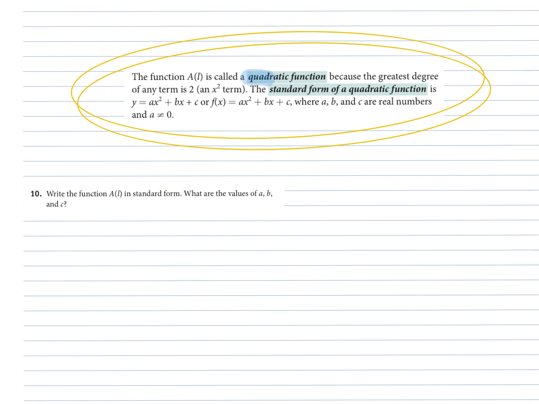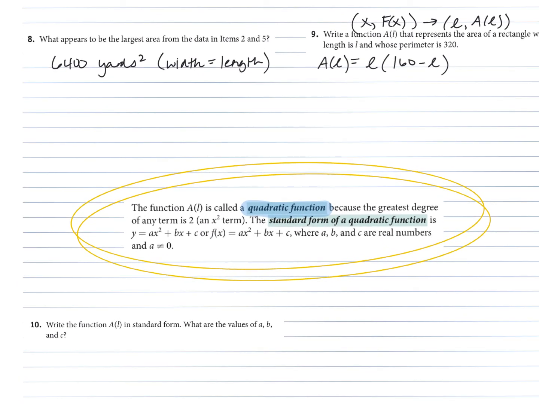What? You're like, wait a minute, how is this a quadratic function? Well, think about this. The greatest degree of any term is 2. So we're looking for an x squared, or maybe if we go back up to our equation, we're looking for an L squared. Well, so far I don't see an L squared here. But you know what I could do? I actually could distribute and multiply that L out. So that way I would get 160L minus L times L. Well, remember, when we multiply like bases, we add the exponents. So that's L squared. That makes sense now. This is a quadratic. We had L squared here.